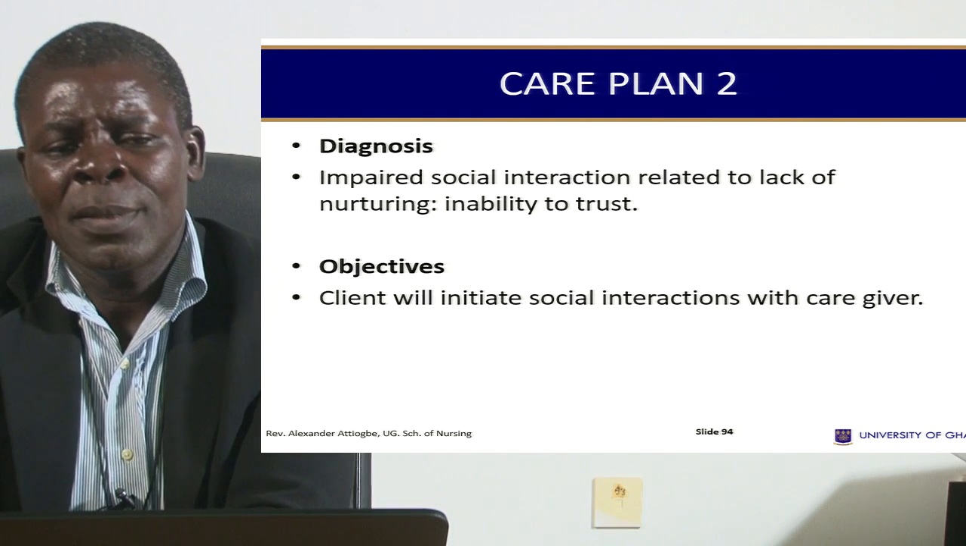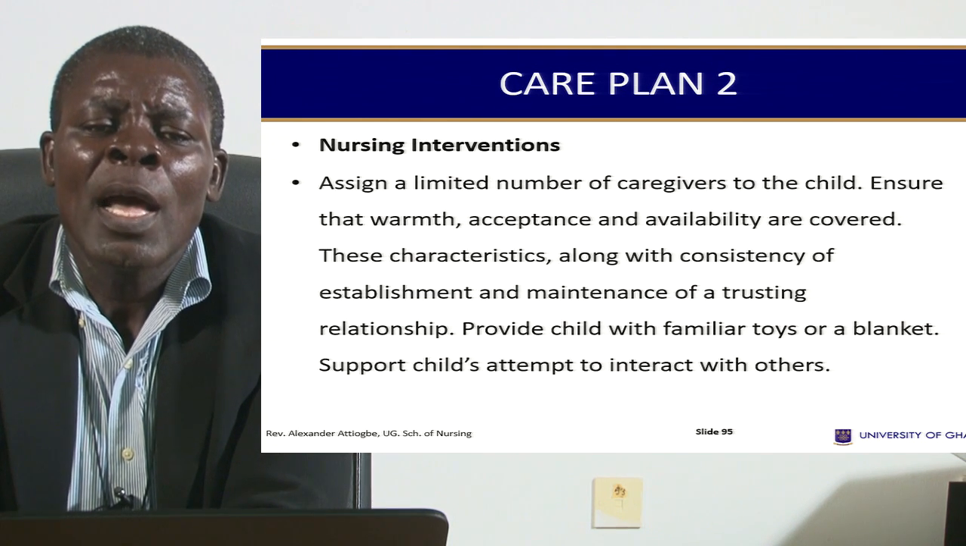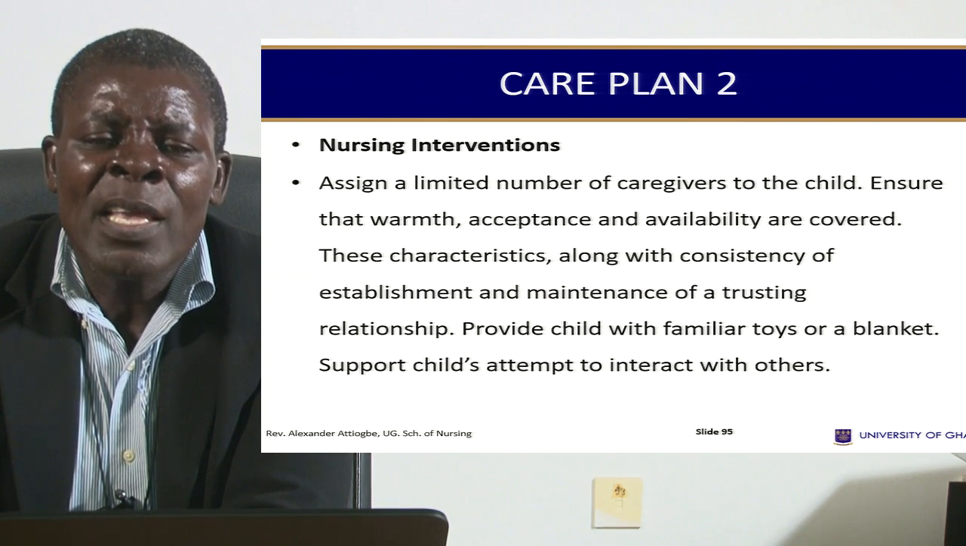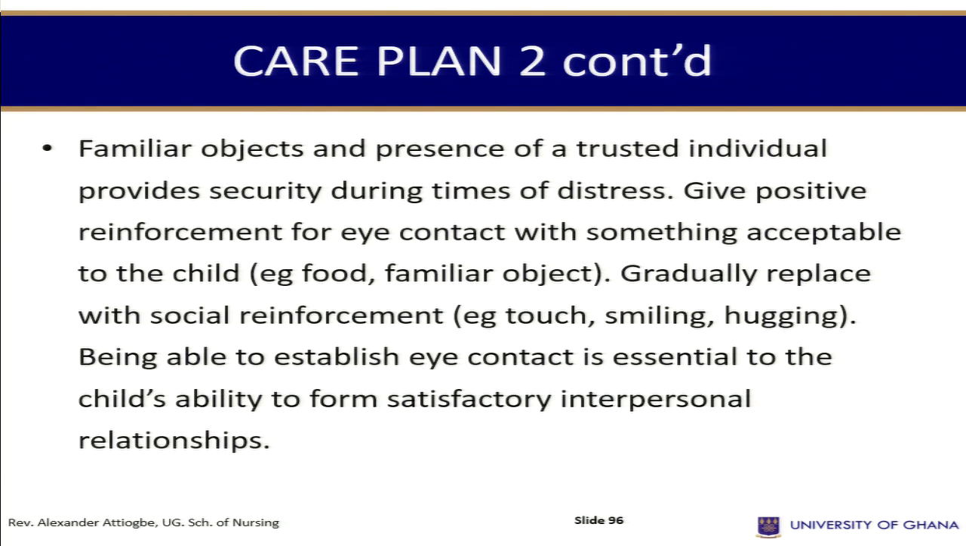When the child has a problem with social interaction, assign a limited number of caregivers to the child, ensuring that warmth, acceptance, and availability are conveyed. These characteristics, along with the consistency of establishment and maintenance of a trusting relationship, provide security. Provide the child with familiar toys or a blanket. Support the child's attempt to interact with others. Familiar objects and presence of a trusted individual provide security during times of distress.